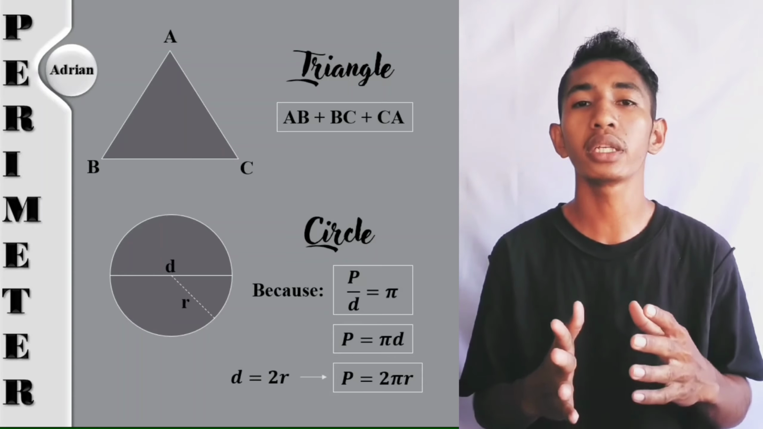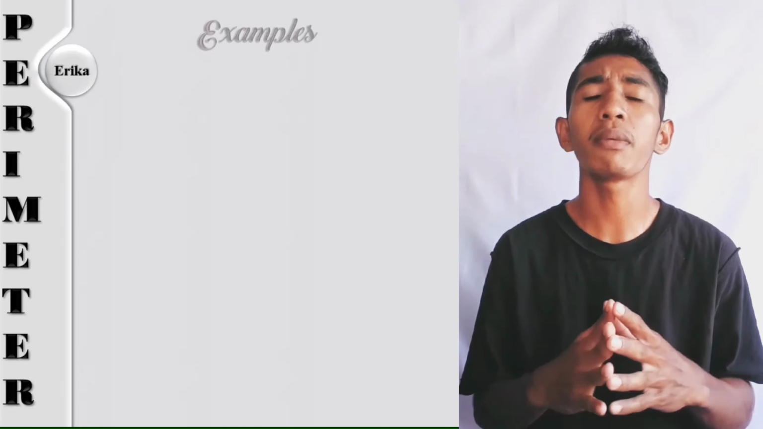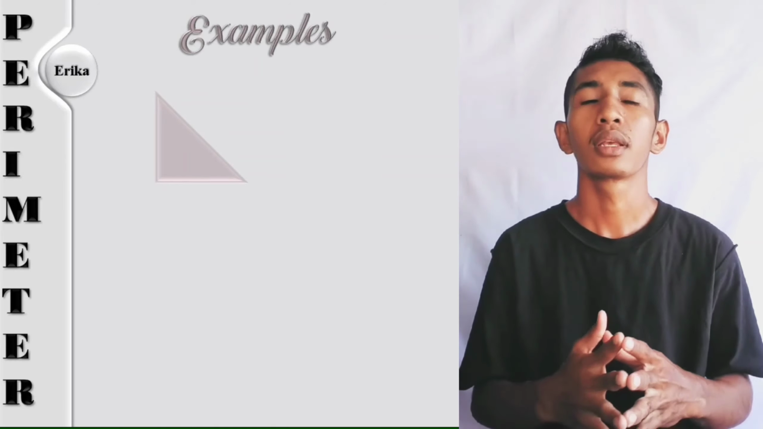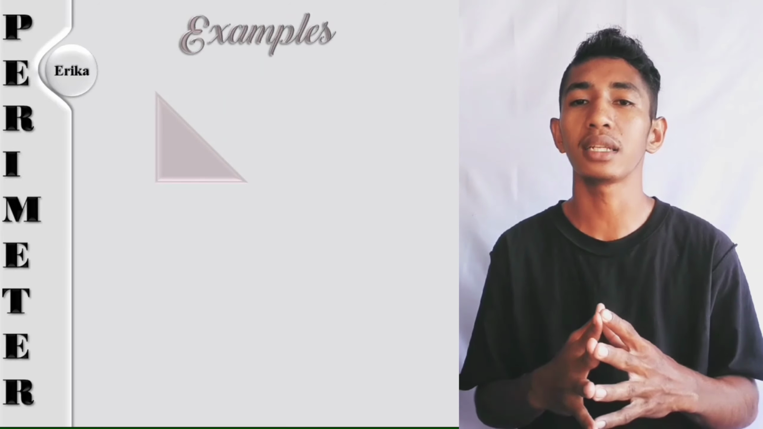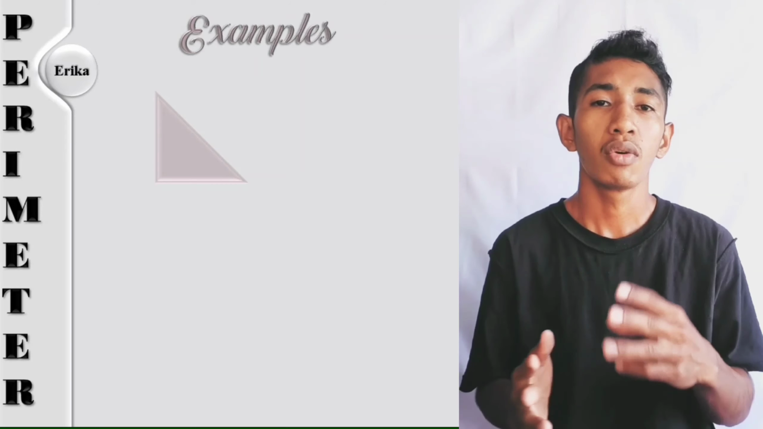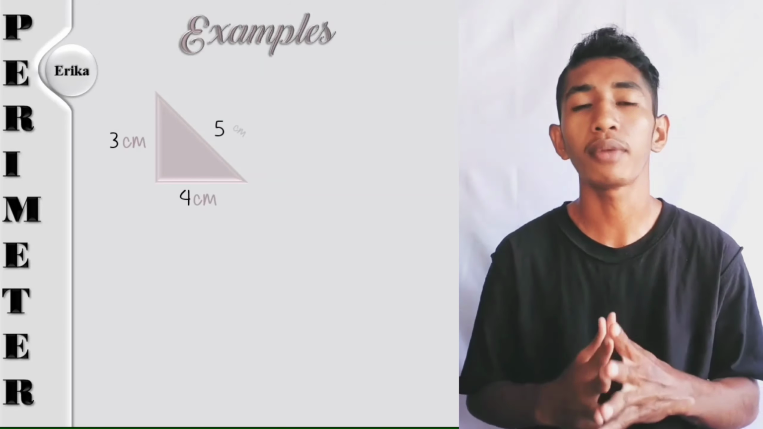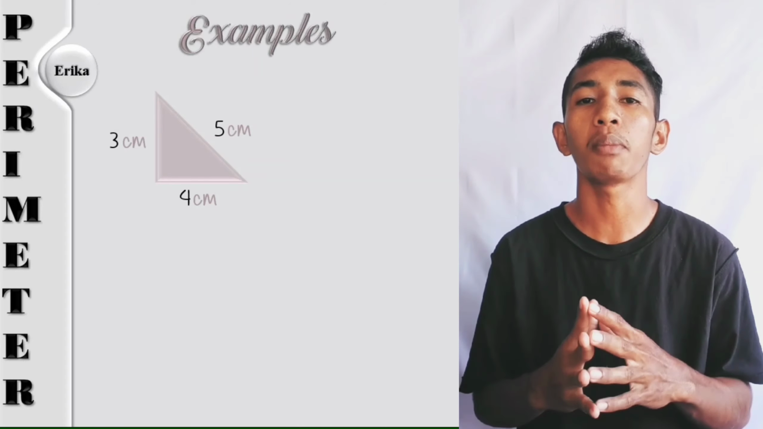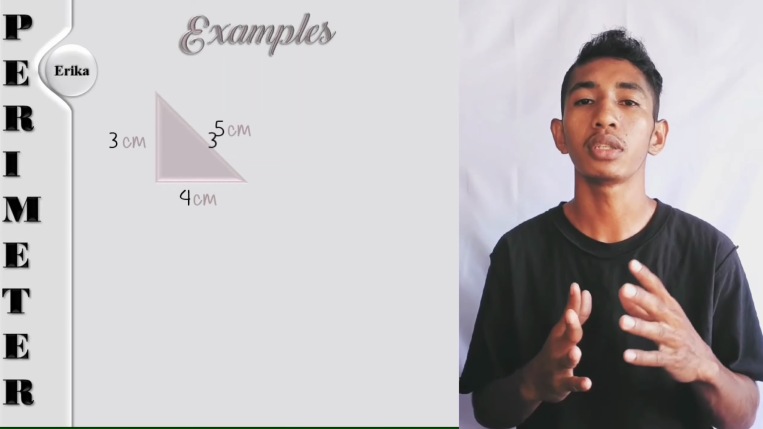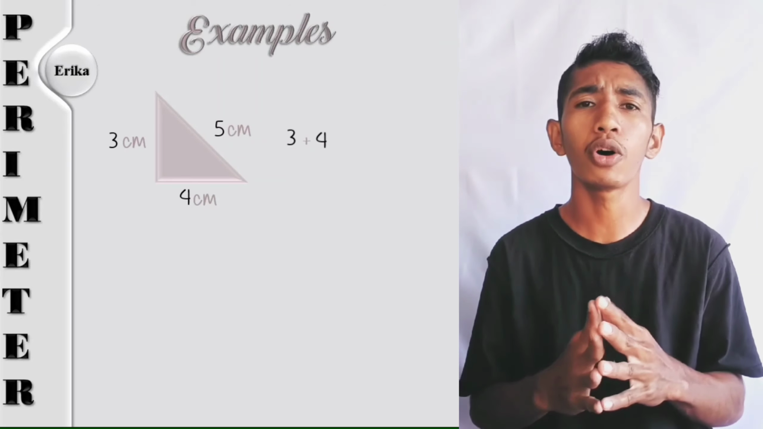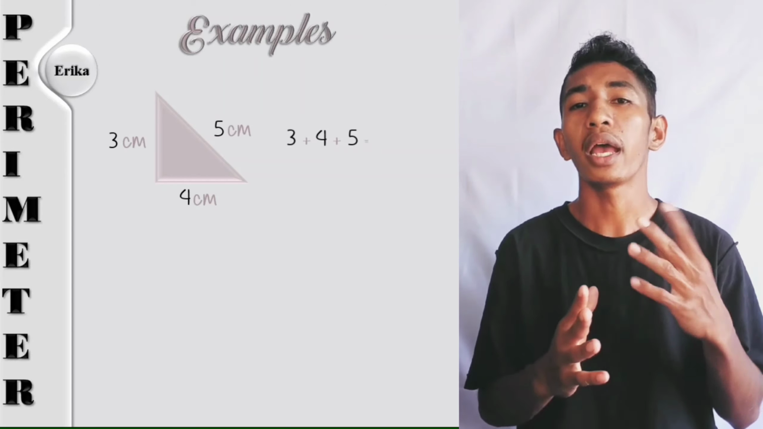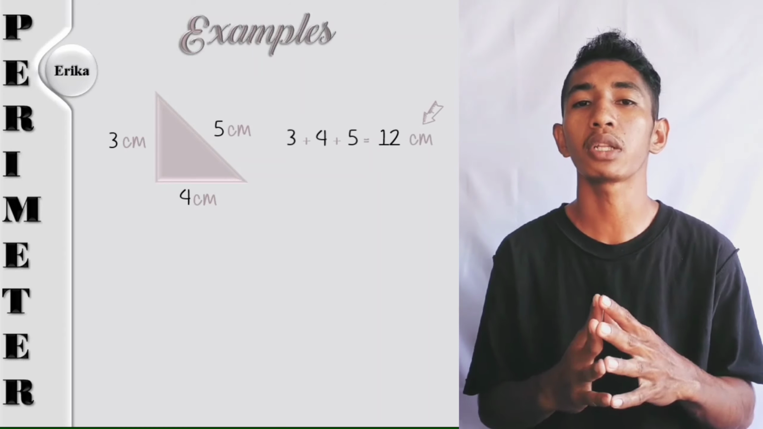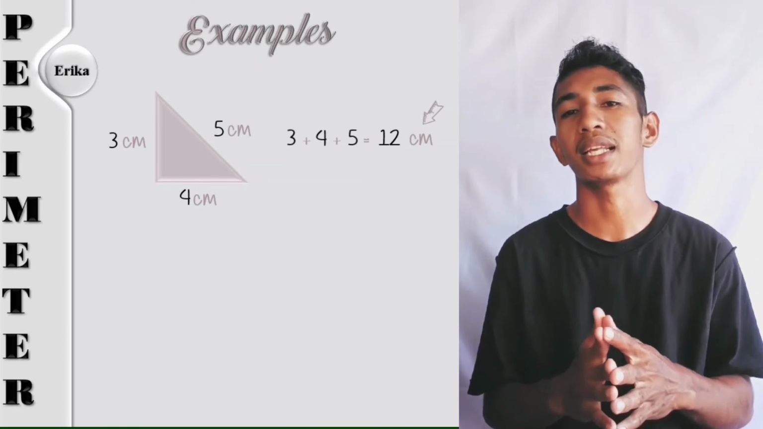Okay, let's try doing an example of how to find the perimeter of polygons. The first polygon we'll try is a triangle. This triangle has 3 sides that are of different lengths: 3 cm, 4 cm, and 5 cm. To find the perimeter of the triangle, all we do is add up the lengths of those 3 sides. 3 plus 4 plus 5 equals 12. And don't forget, it's not just 12. It's 12 cm. Always remember to also put the unit on the perimeter.